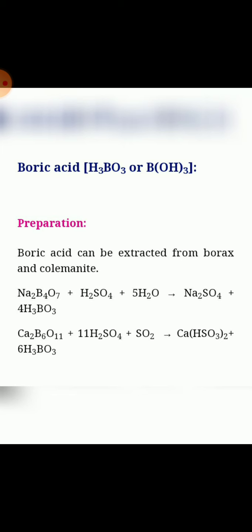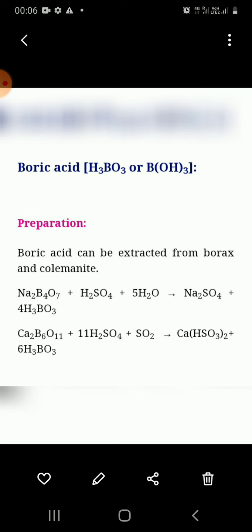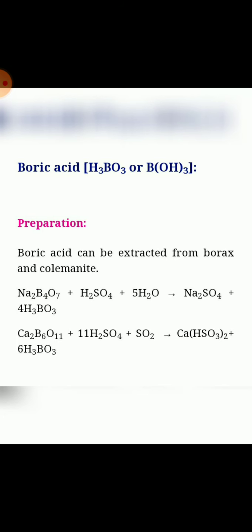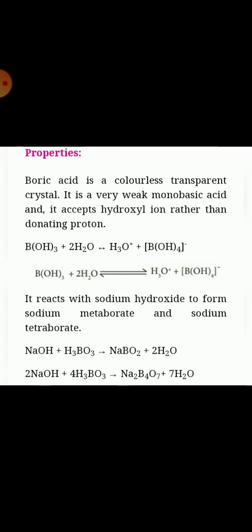Then the second reaction is colemanite, Ca2B6O11. Colemanite reacts with sulfuric acid plus sulfur dioxide to form calcium bisulfate and boric acid. This is the preparation of boric acid. Then we can study about the properties. We know that each and every compound or element has physical and chemical properties.